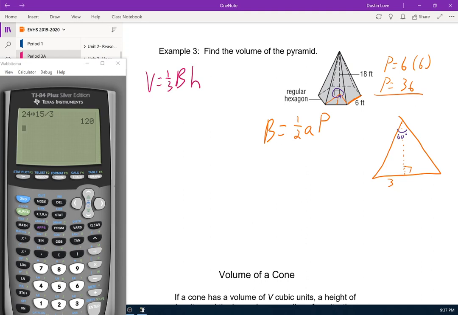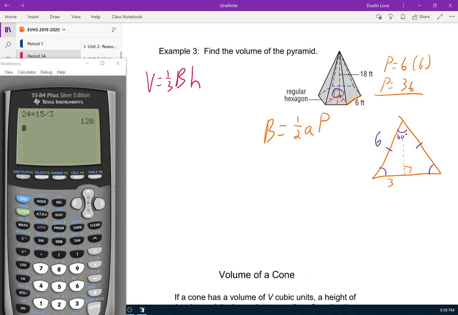And since these two are both radii, then it looks like that's an isosceles triangle, meaning this is an equilateral triangle, so they're all 60 degrees. Now that's nice because that would mean as equilateral, each of these side lengths is 6 as well. That doesn't give me the apothem though.